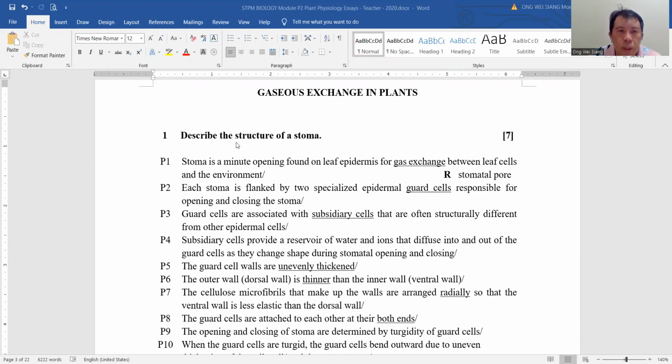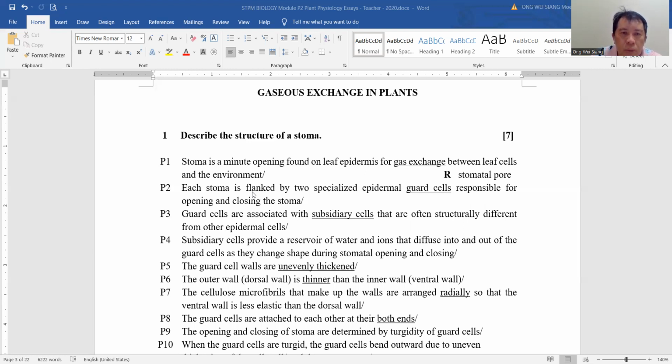So the key point here is the structure. Okay, the structure of a stoma. So we start with: a stoma is a minute opening found on the leaf epidermis for gas exchange between leaf cells and the environment. So we reject "stomata pore" because the stoma already is a pore.